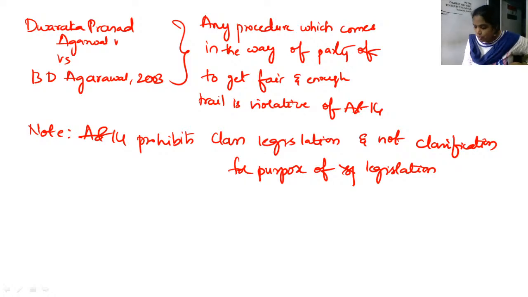It's a very thoughtful process. You have to understand that when the government classifies people for the implementation of law, it is not at all violative of Article 14. It's completely implementing Article 14. But the government making a legislation for a specific class or group of people is not Article 14.